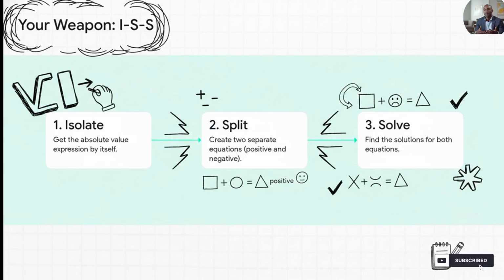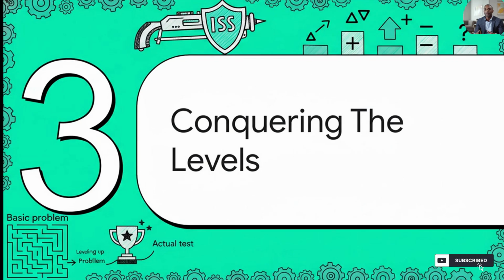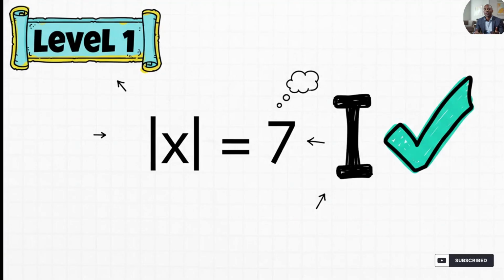That's the whole playbook. And here's a great little saying to help you remember that split step. When you see those 2 little bars, think of it like a fork in the road. You got to go down both paths, the positive and the negative, to find all the solutions. All right, enough talk. Let's actually put this ISS method to work. We're going to start with the basics and then level up, just like the questions you'll see on the real test.